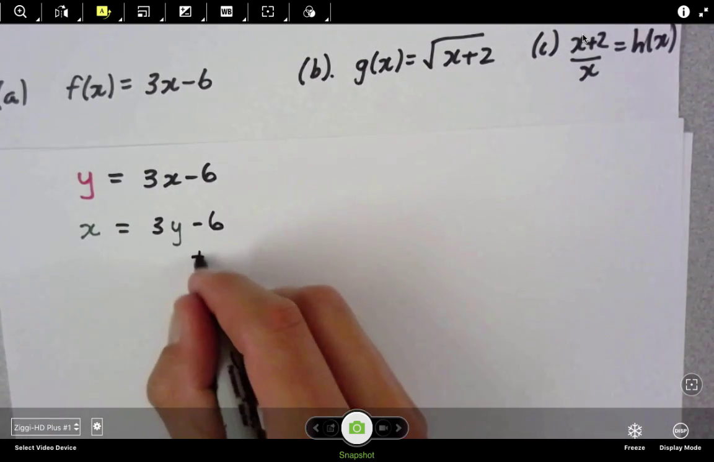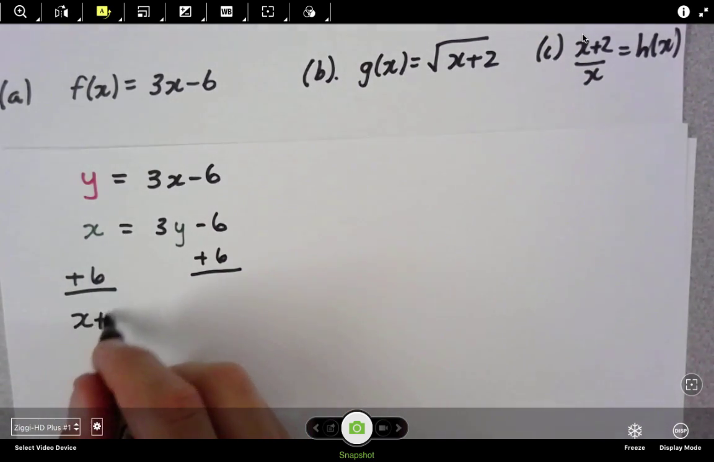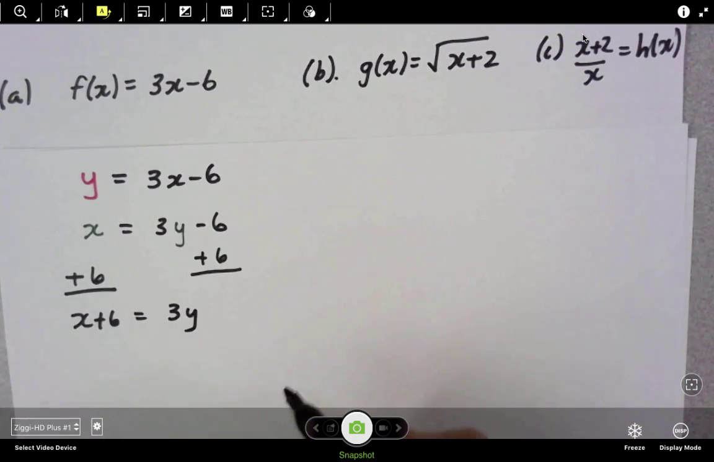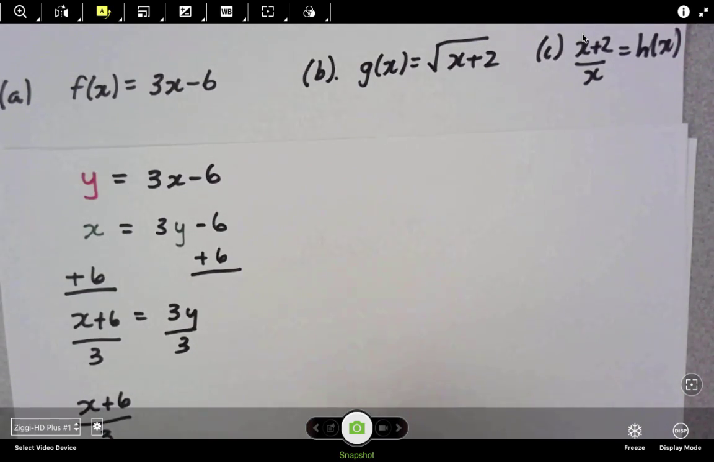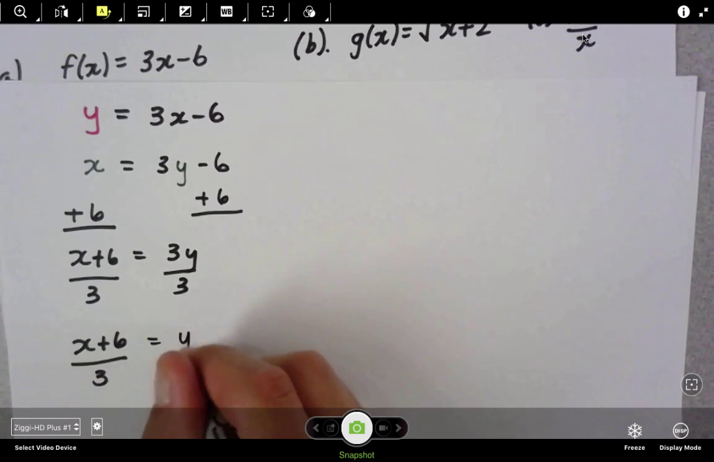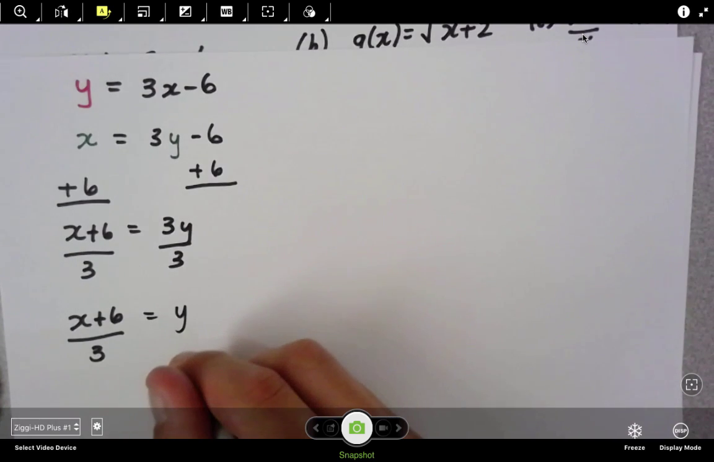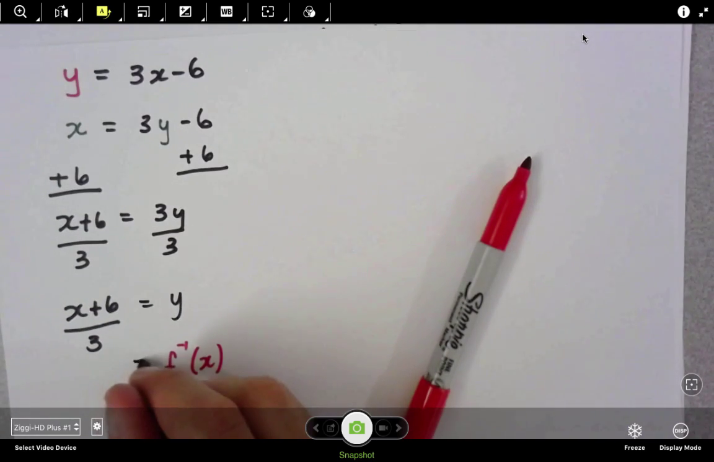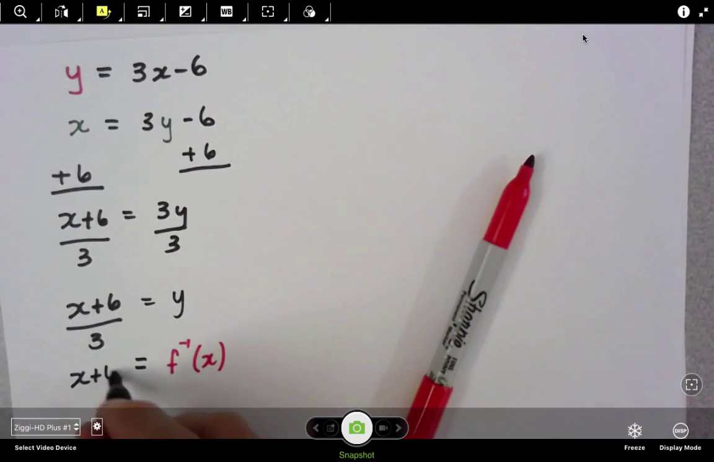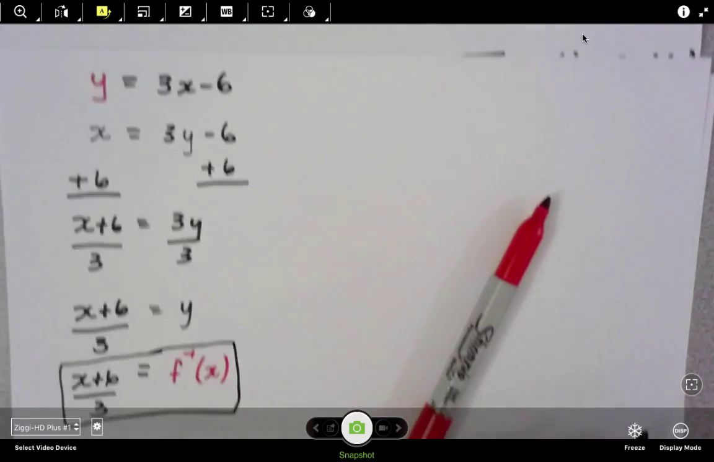Now you resolve that equation for y. So I'm going to add 6 to both sides. I have x plus 6 equals 3y. Divide each side by 3. So there I've resolved the equation for y. And now I replace y with, in this case it was a function f, so we're going to show the inverse symbol, f inverse, and that equals x plus 6 over 3. So there's your procedure to find the inverse of a function.